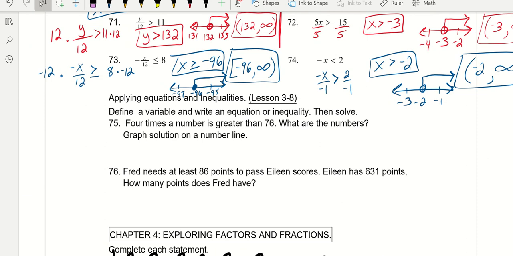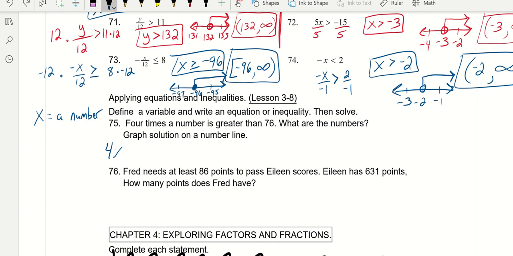Applying equations and inequalities, lesson 3.8. Number 75. 4 times a number is greater than 76. What are the numbers? Graph the solution on a number line. Define a variable. So 4 times a number, x equals a number. Doesn't really represent anything other than a number. So 4 times a number, 4x, is greater than 76.